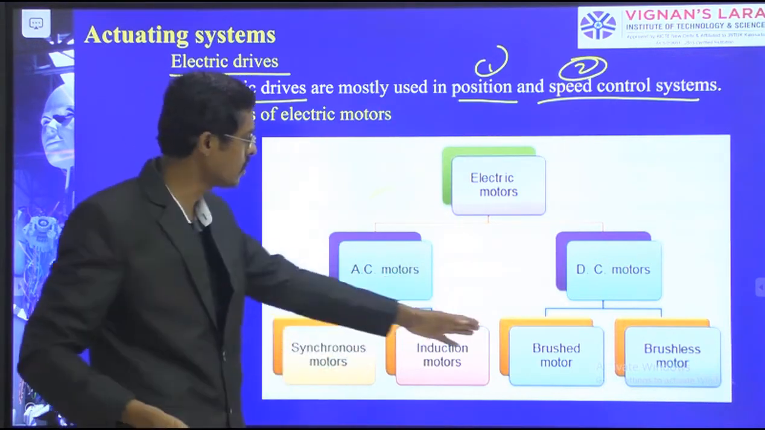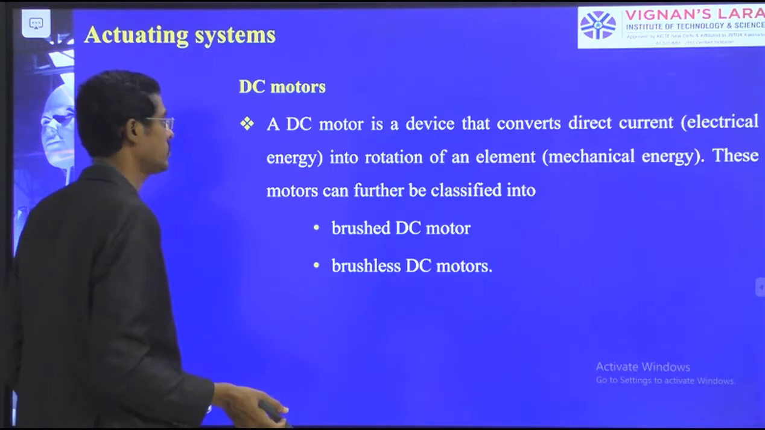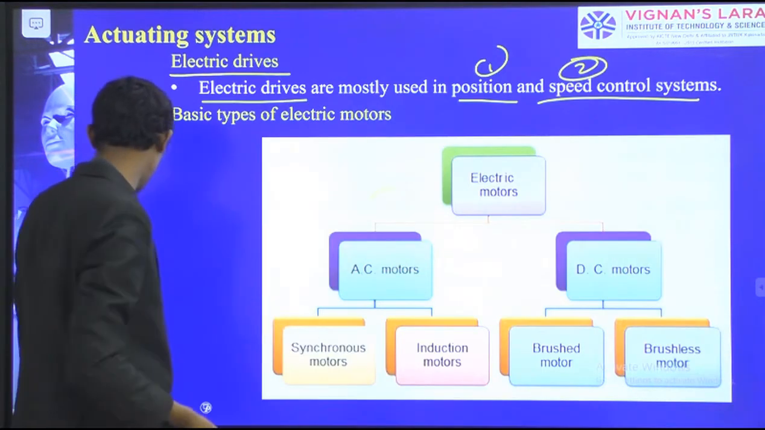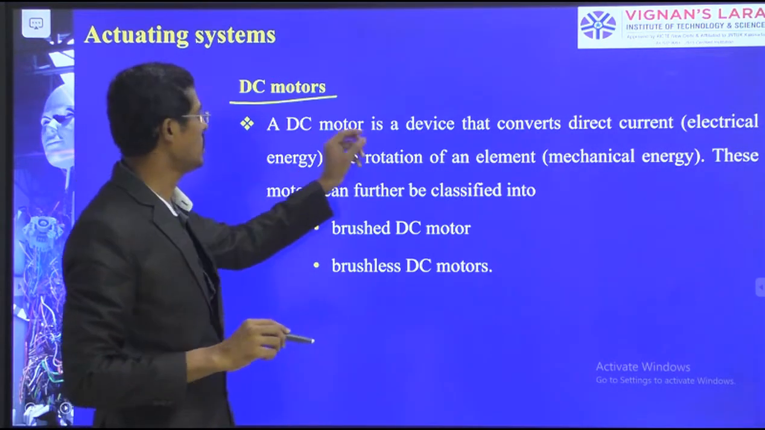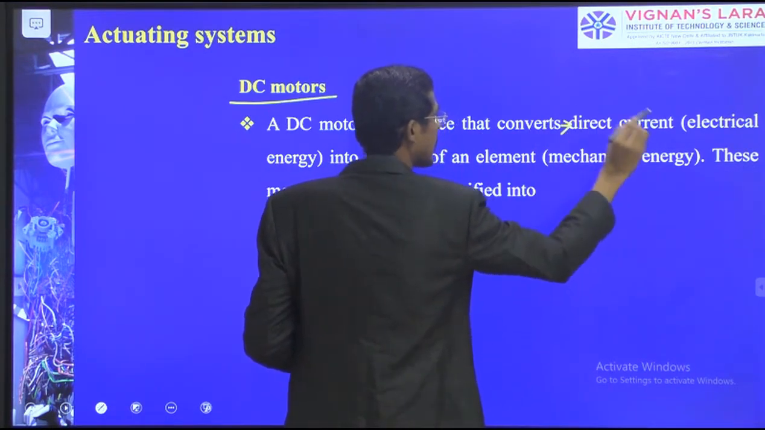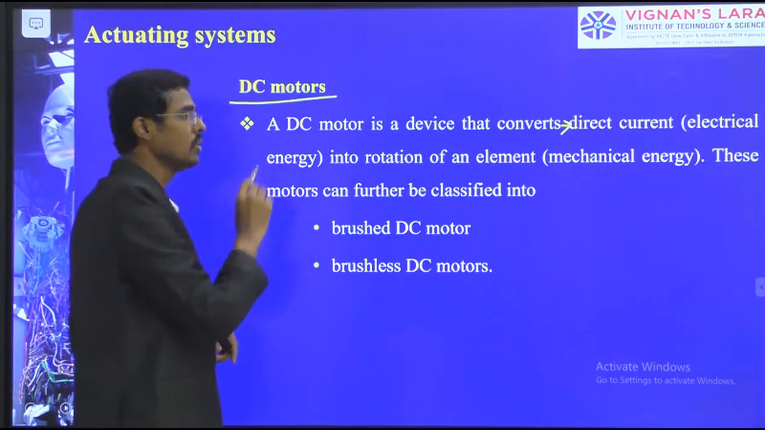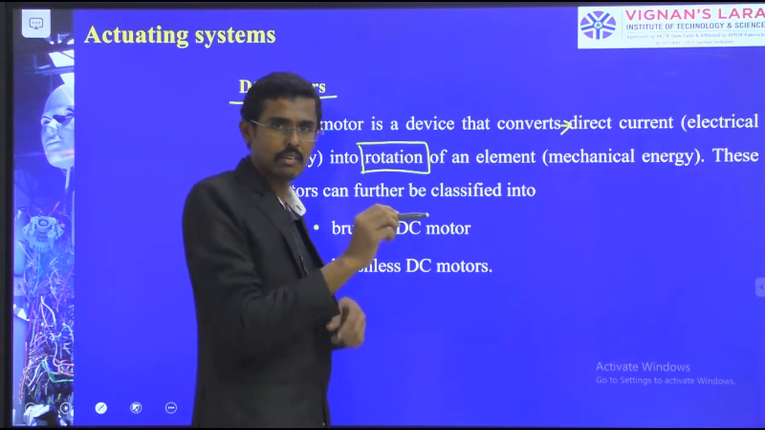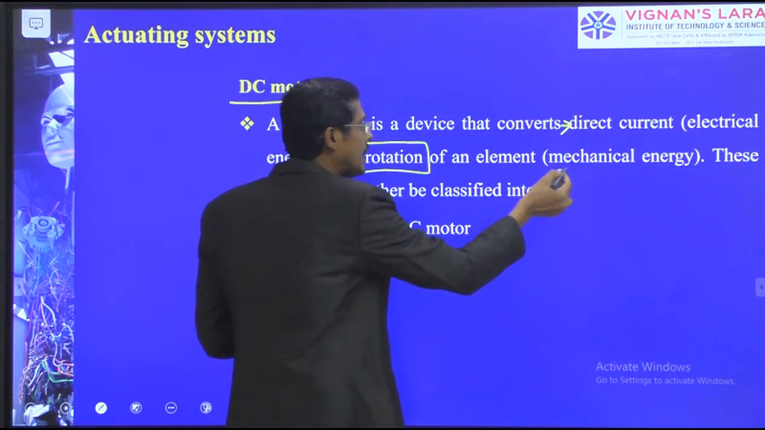So therefore we are here to understand the functioning of the motors. First on this list, I have taken the DC motor principle. A DC motor is a device that converts direct current electrical energy, from the electrical power source, into the rotation of an element. It means the power is converted into mechanical energy, the rotational energy.